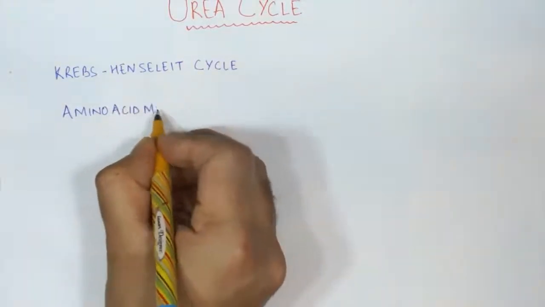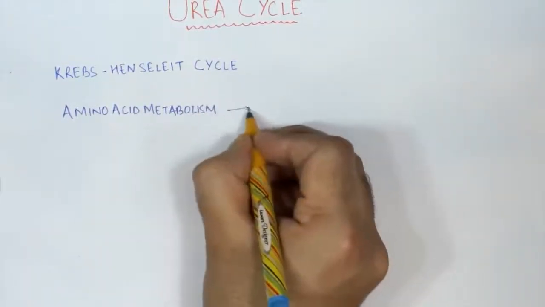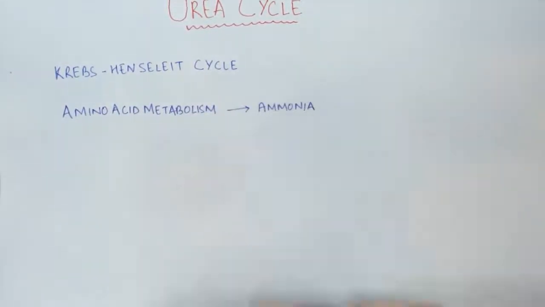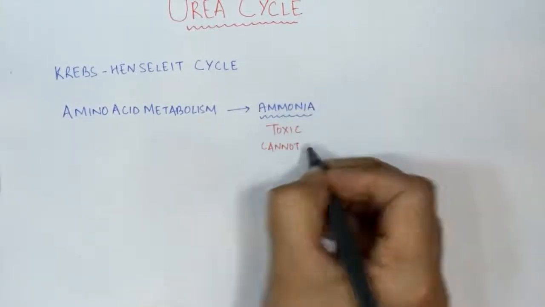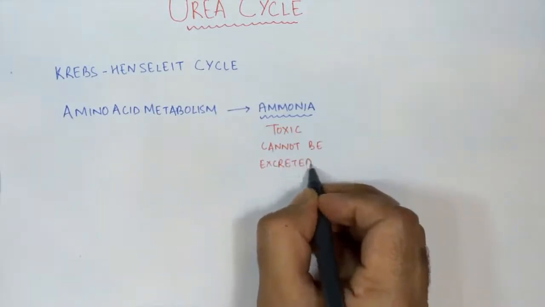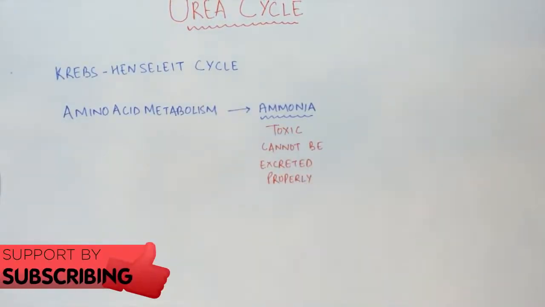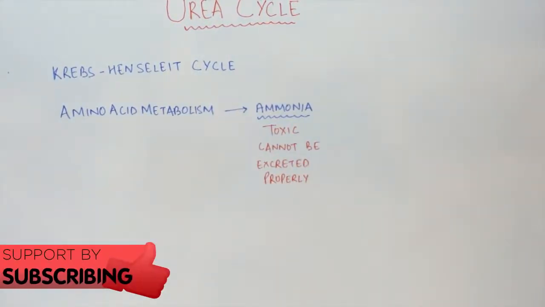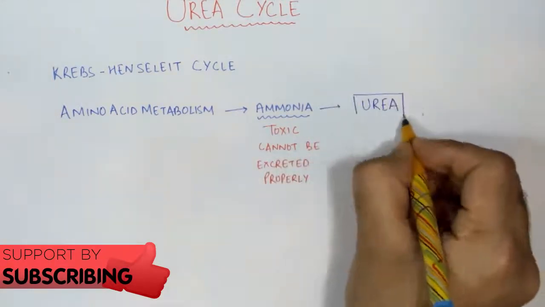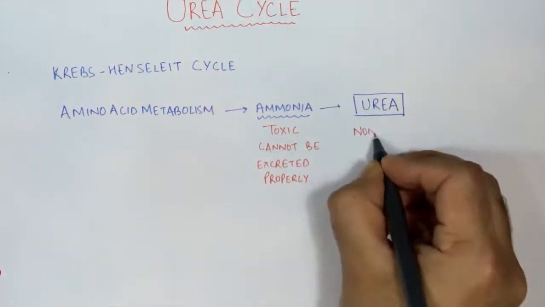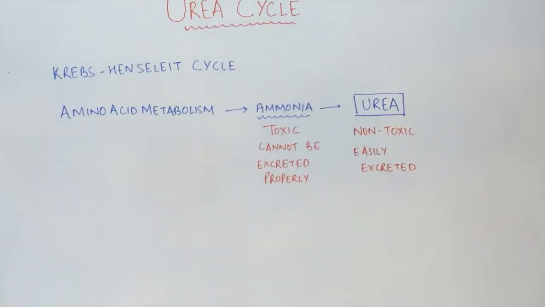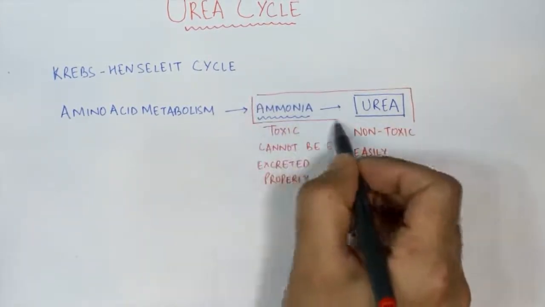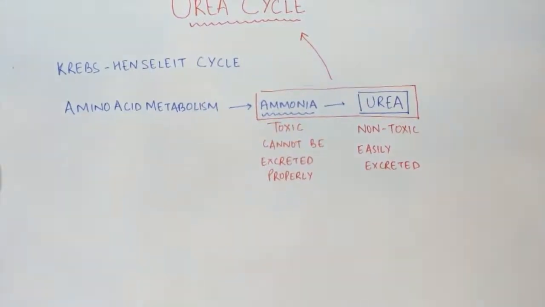As some of you may know, amino acid metabolism produces free ammonia. Now, this ammonia is toxic to the body and it cannot be excreted properly by the body. So the urea cycle is a biochemical pathway in the body which converts the free ammonia into urea. Now the urea is comparatively non-toxic to ammonia and it can be easily excreted by the body in urine. And this conversion of ammonia into urea is known as the urea cycle.